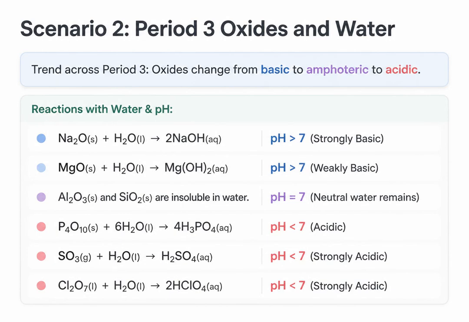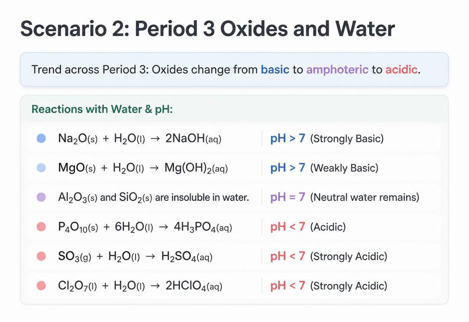In our second scenario, we investigate the periodic trends of period 3 elements reacting with oxygen and water. As we move across the period from sodium to chlorine, the nature of the oxides changes dramatically from basic to amphoteric to highly acidic. Sodium oxide and magnesium oxide react with water to form hydroxide solutions, resulting in a pH greater than 7. Aluminum oxide and silicon dioxide are giant structures that are insoluble in water, so they don't affect the pH of the water they are placed in.